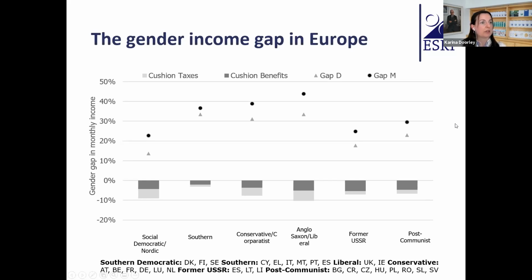The bars underneath show you the relative contributions of taxes and benefits to the cushioning effect. And again, there are quite some differences here. So in the Nordic countries and the Anglo-Saxon countries, the tax system plays quite an important role. That's the light gray bar. Whereas in the former USSR and the post-communist countries, they tend to have much flatter tax schedules, so much less progressive tax schedules. The tax system plays a very small role, and it's really the benefit system that's doing most of the work here.